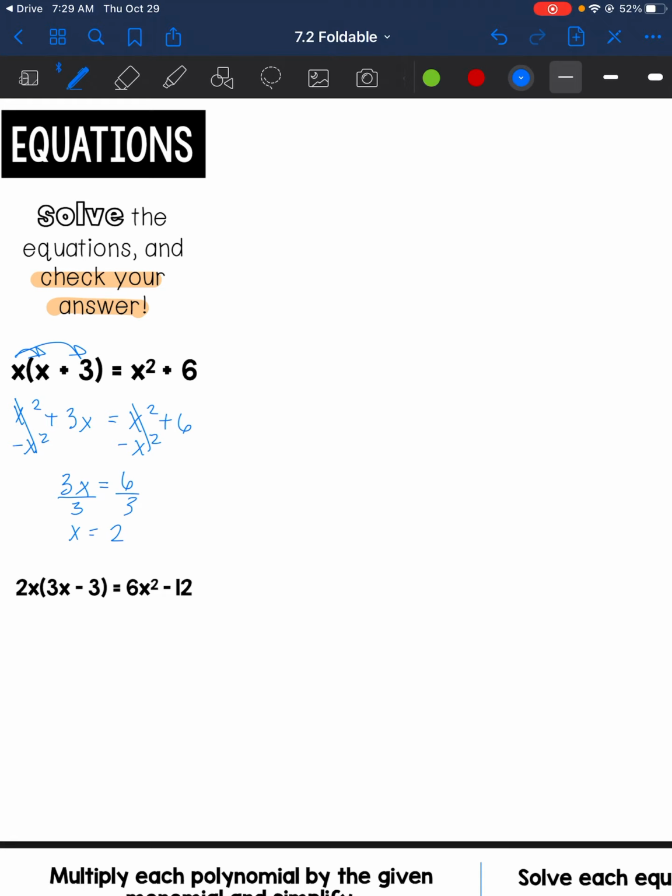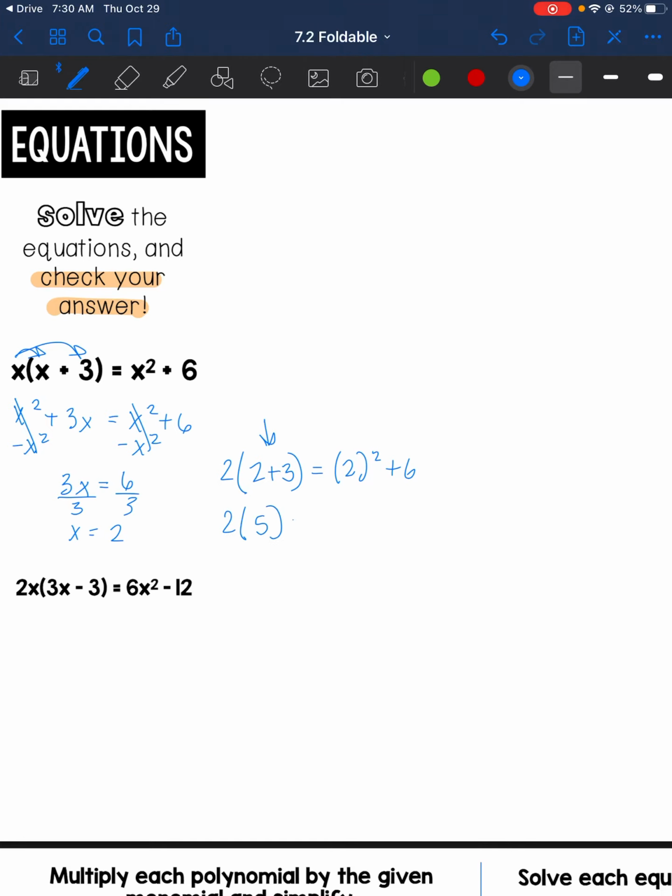So we are just going to take x is equal to 2 and plug it back in for x in the first equation. So here we have 2 times 2 plus 3 is equal to 2 squared plus 6. Okay, so I've just put 2 in for every x on here. So then we'll distribute this 2. Well, according to PEMDAS, we'll do the parentheses first.